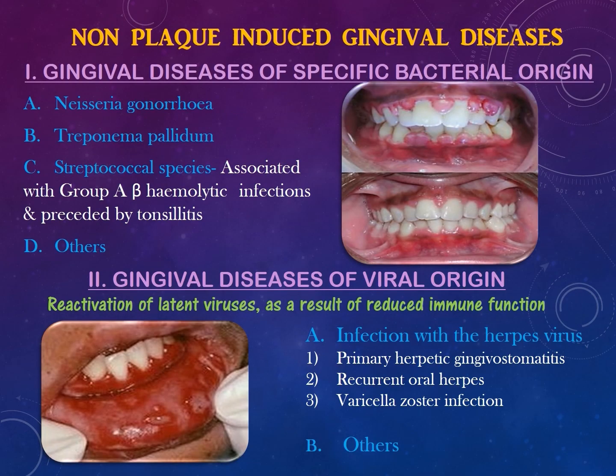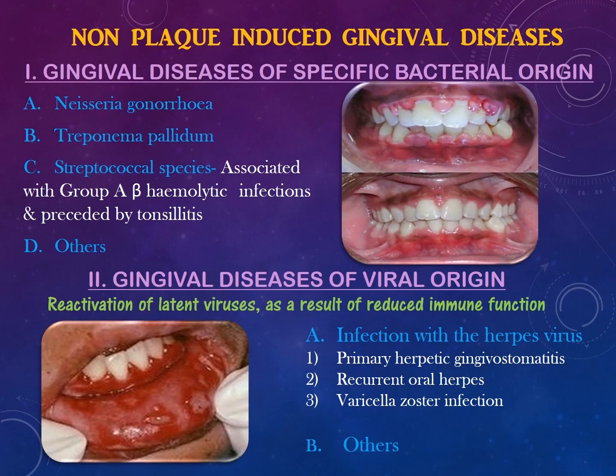Now moving on to the non-plaque induced gingival diseases. We've seen all the plaque induced gingival diseases. Now it is non-plaque induced gingival diseases. Gingival diseases of specific bacterial origin. They involve the sexually transmitted diseases which are caused by Neisseria gonorrhea and Treponema pallidum.